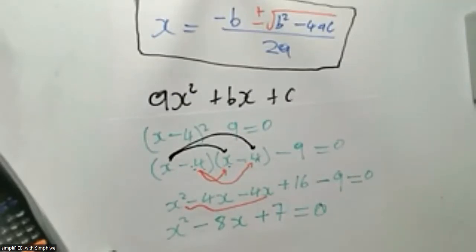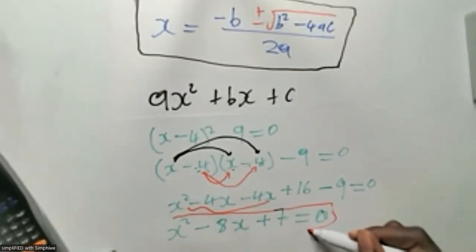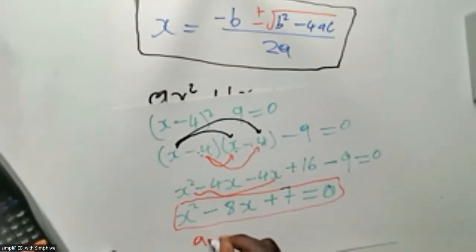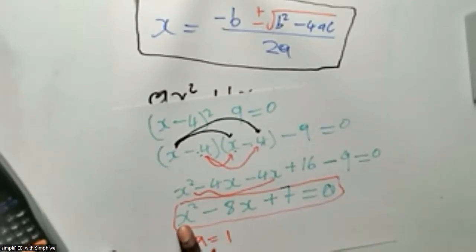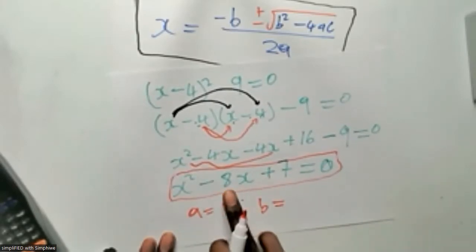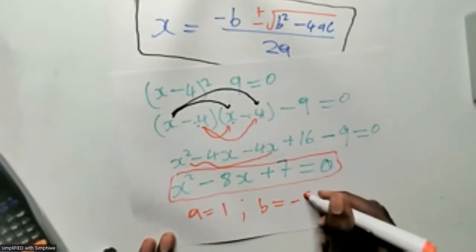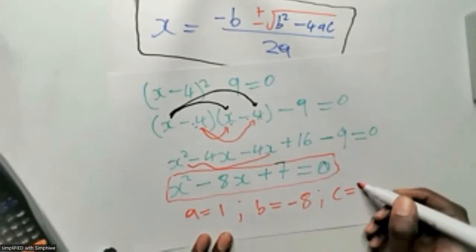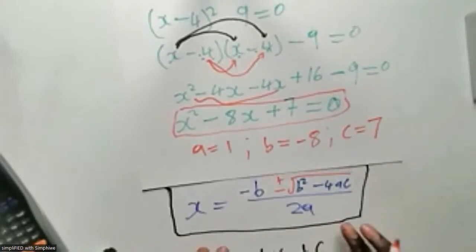Now if you check here, we have exactly something that looks like a quadratic equation. So we have the value of A, the value of B, and the value of C. Let's name our values. A is equal to 1, because the number attached to x squared is 1. B is minus 8, we take it with the sign. And C is positive 7.